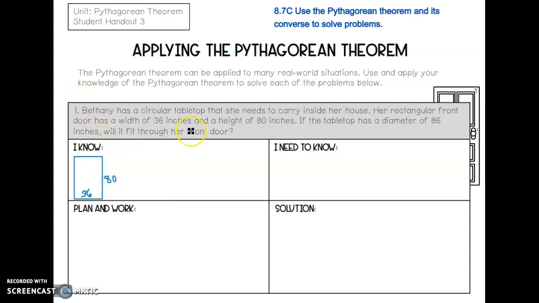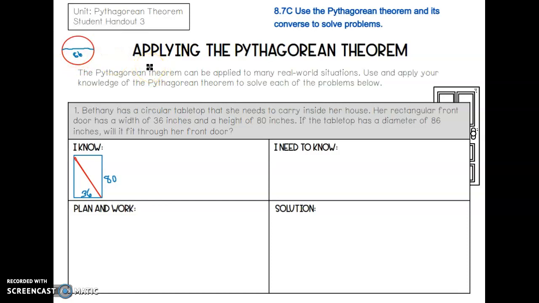Then it says that the diameter of the table, and we're going to do a different color. Now we're going to probably draw it up here since we'll have more room. Okay, so we've drawn the circular table and it shows that it has a diameter of 86. So this little scribble up here is 86 inches.